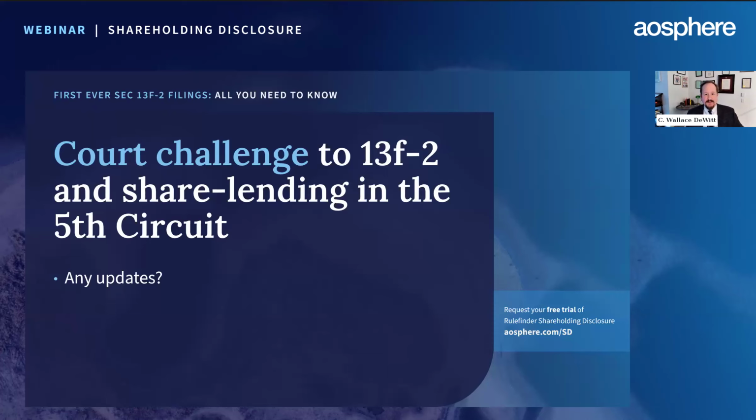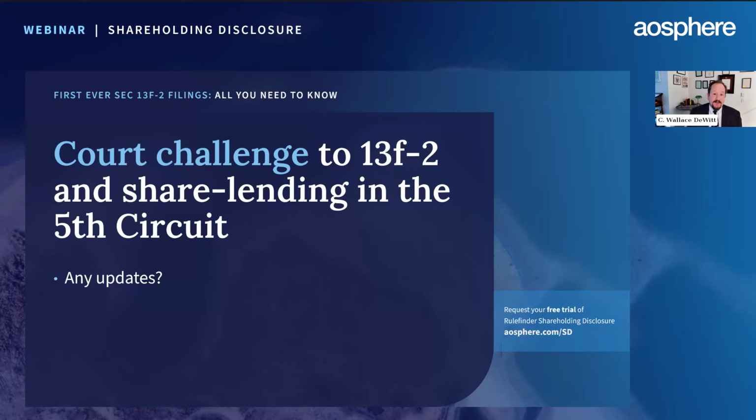In between those two extremes of upholding the SEC on one hand or finding for petitioners, one could imagine other intermediate steps. One of those might be to uphold 13f-2 if the court thinks it's close enough to what Congress demanded to leave it in place, or the court could say, we're going to remand the share lending rule for further proceedings, because that was largely, as I said, the focus of many of the complainants.